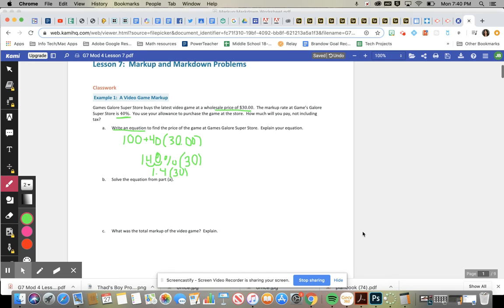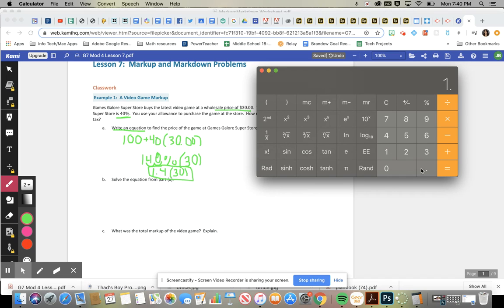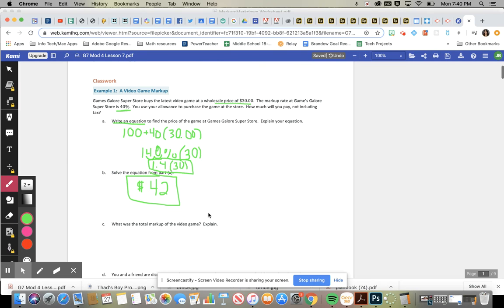B says solve the equation from part A. So now that I have this, all I need to do is take my 1.4, which is the markup, the 100% plus the 40%, times 30. So 1.4 times 30, which would be $42. So the store originally gets the video game for $30. They mark it up 40% to $42, and that's what they sell it to you as.